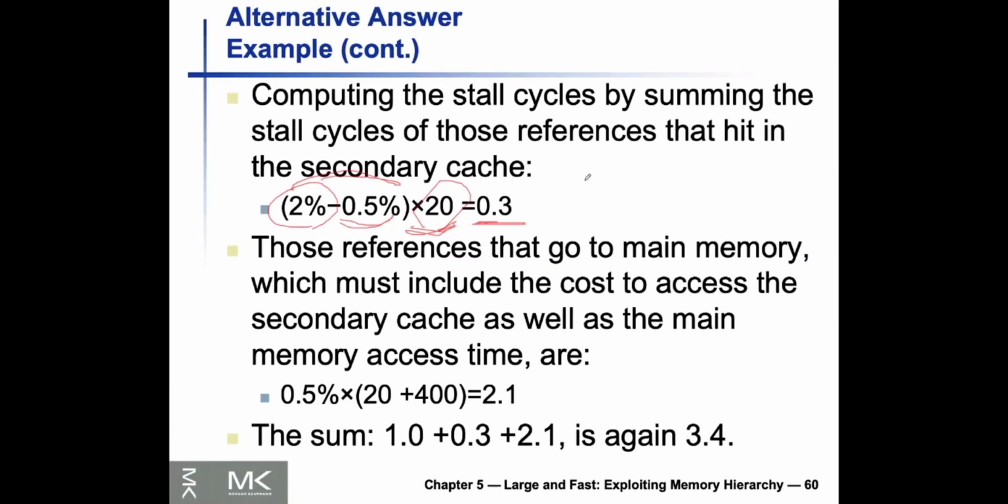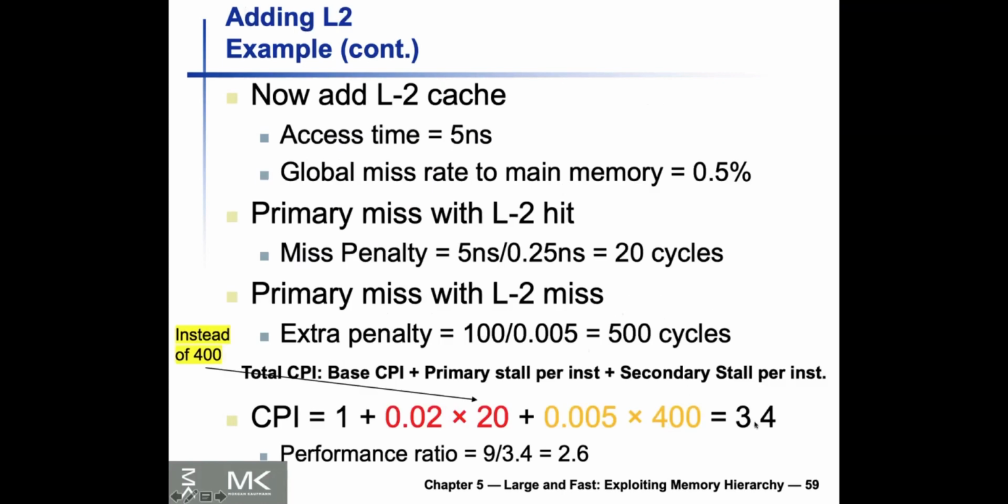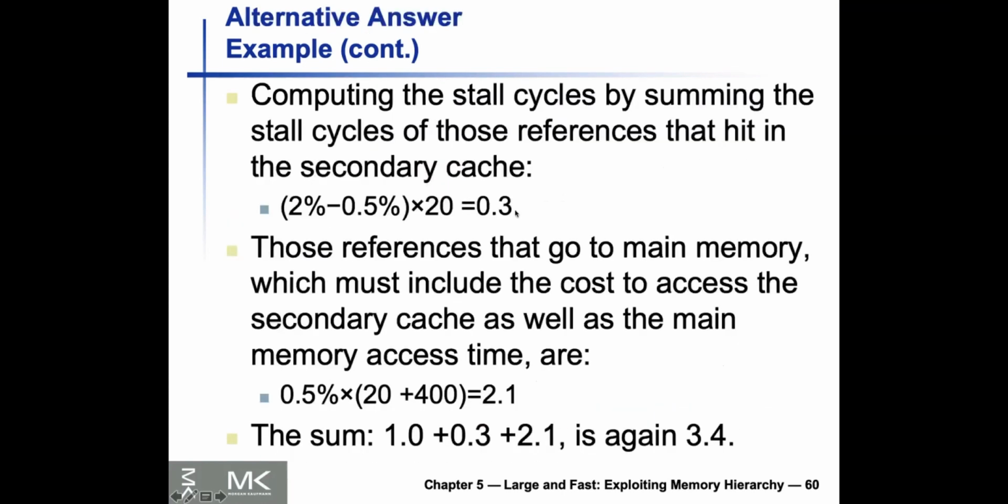I'm sorry, this is the opposite side of the example. That's going to give us the stall cycle of those references that hit in the secondary cache. So that's the stall by the hit of L2, okay? So that's the difference between L1 misses and L2, all right? So if we were to come up with this number, 3.4 again, right? We could have computed from this side.